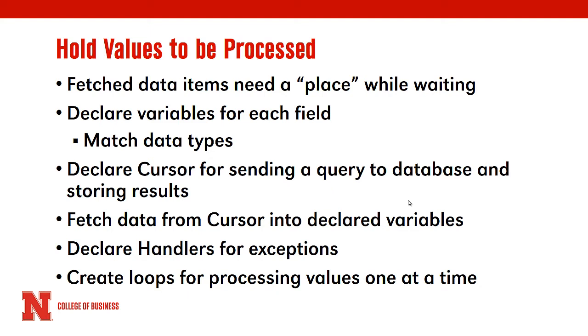When the program runs, a stored procedure connects to the database and will be fetching data from one or more tables. The data fetched into the program needs a place while waiting for processing. Those values must be stored somewhere, so we need to declare variables. Variables can store a single value or the values of the entire field, or the filtered field, that is returned to the program waiting for processing. And of course, the variable types we declare in the program must match the data types of the fields that we are fetching data from.